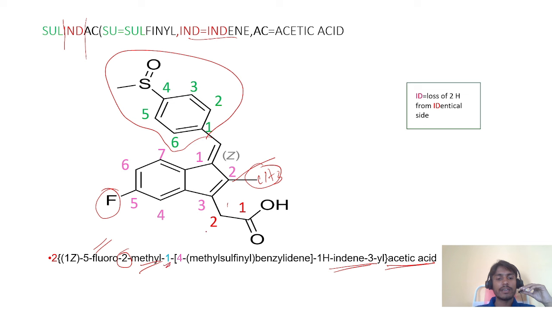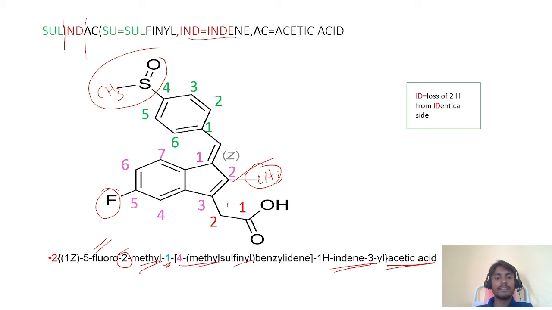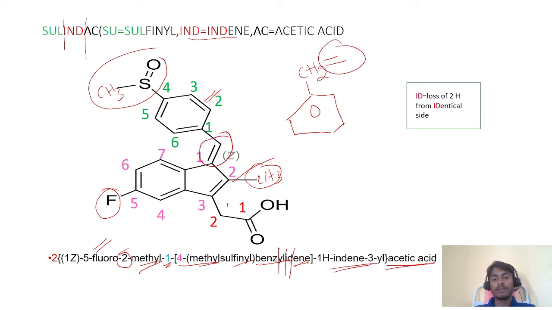Then first position, it is containing what? It contains 4-methylsulfinyl. So this is a CH3 group. Methylsulfinyl group is there at fourth position, followed by benzylidene. So this is a benzene. Benzyl is nothing but benzene containing a CH2 group. We can call it a benzene, that carbon containing a double bond, hence we are calling it ylidene. Ylidene is nothing but a radical derived, ene is nothing but a double bond is there. Where is the double bond? Here. Like that is the IUPAC name for the sulindac.